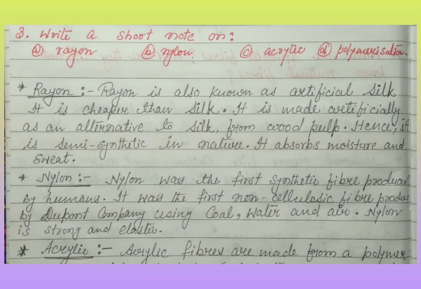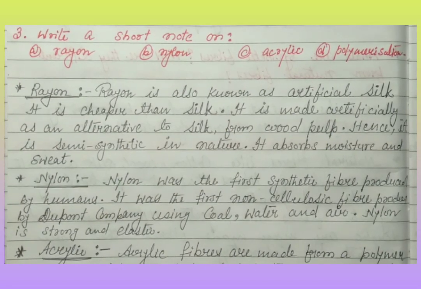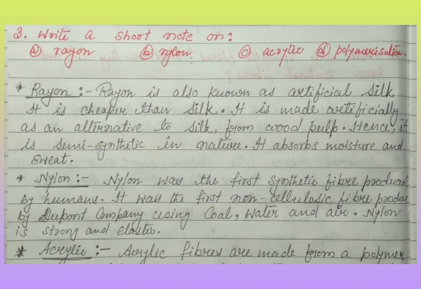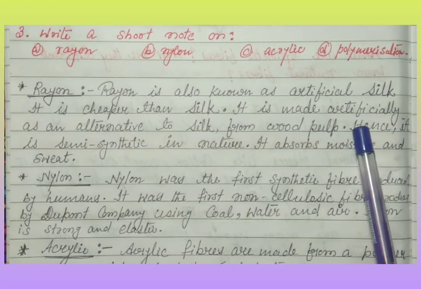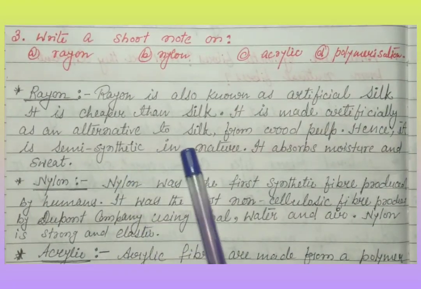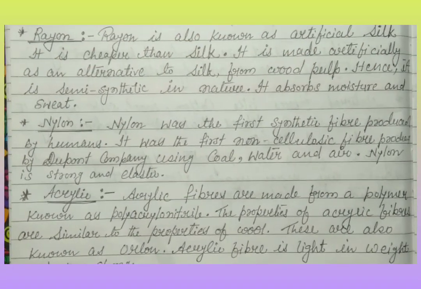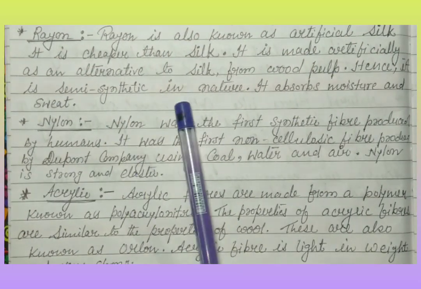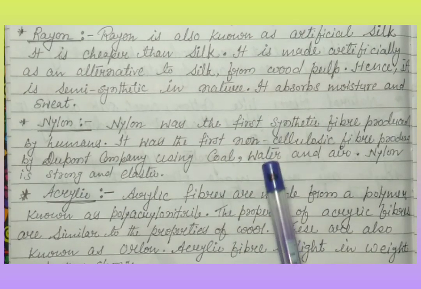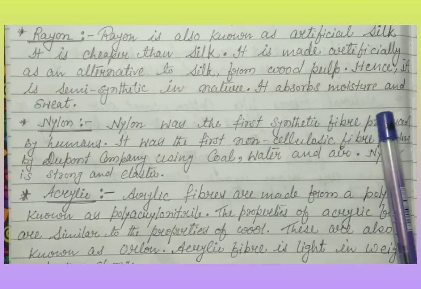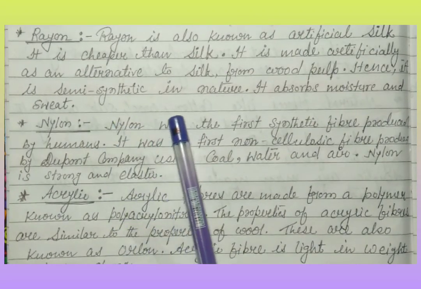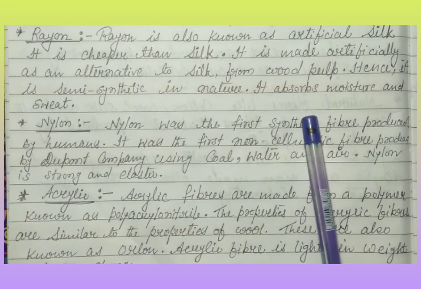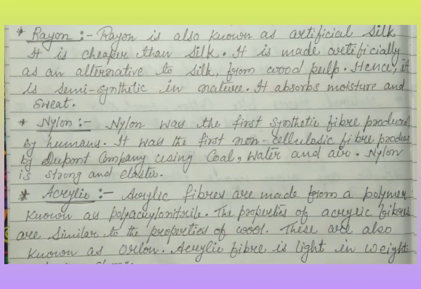Now the next question. Write a short note on rayon, nylon, acrylic and polymerization. Rayon: rayon is also known as artificial silk. It is cheaper than silk. It is made artificially as an alternative to silk from wood pulp. Hence, it is semi-synthetic in nature. It absorbs moisture and sweat.